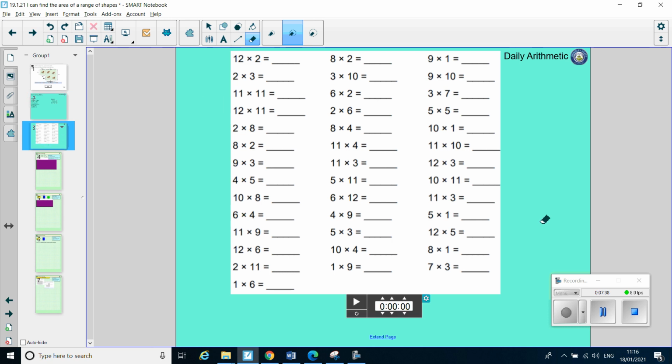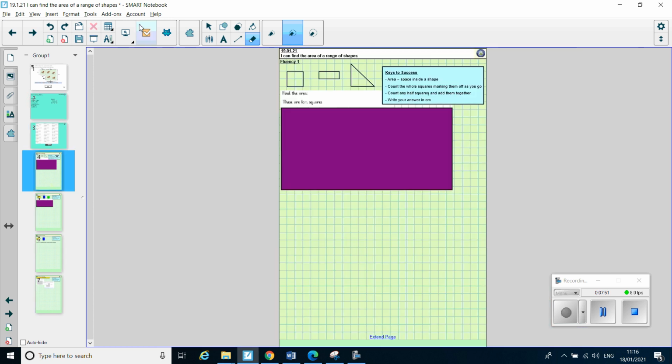Next bit of learning, then we're going to have a go at our times table practice. So time yourself, give yourself a minute to have a go at the times tables on the screen. Okay, year 6, hopefully you've had the opportunity to do that.